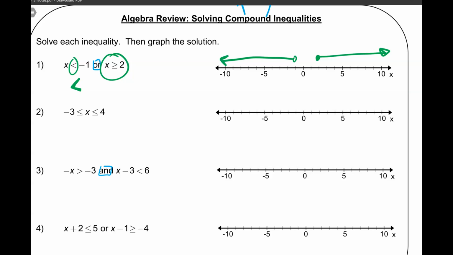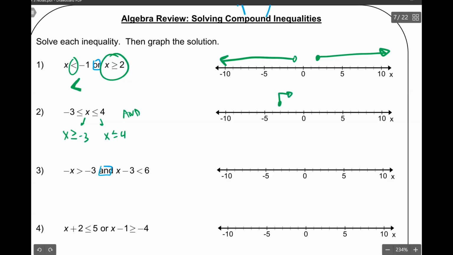We didn't have to solve this at all, it was solved already. Same way with number 2, it's solved for us. This is technically an and, but I can split it into two different parts. I can say x is less than or equal to 4, and then if -3 is less than x, that means x must be greater than -3. So I go to -3, I draw a closed circle, and the arrow goes this way.